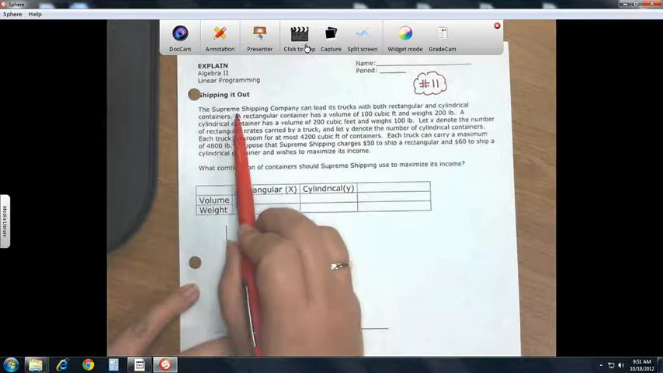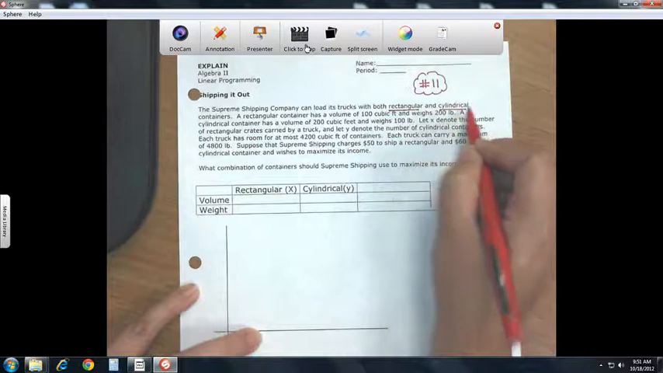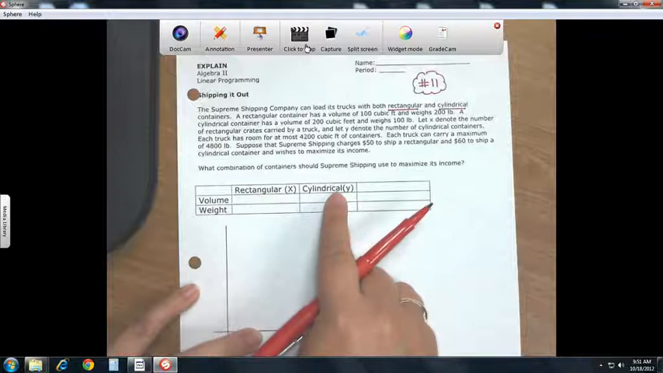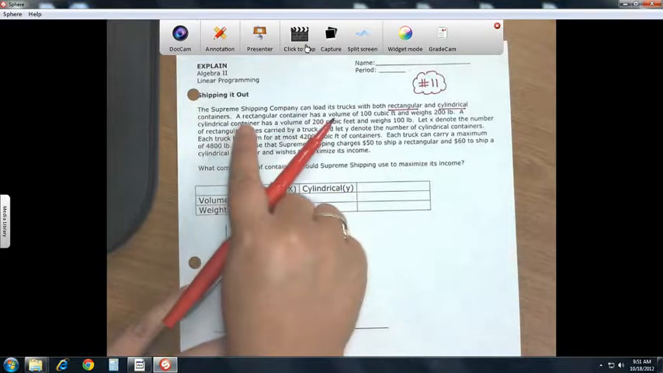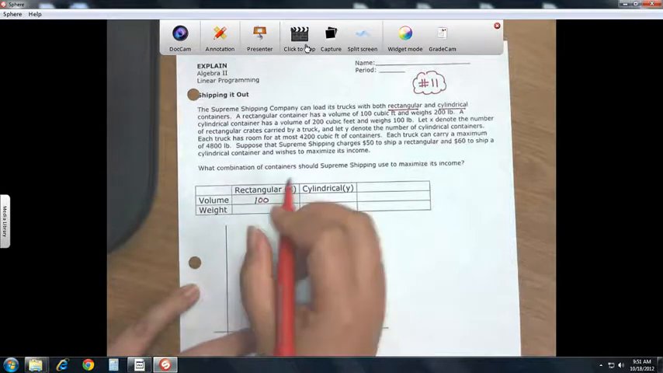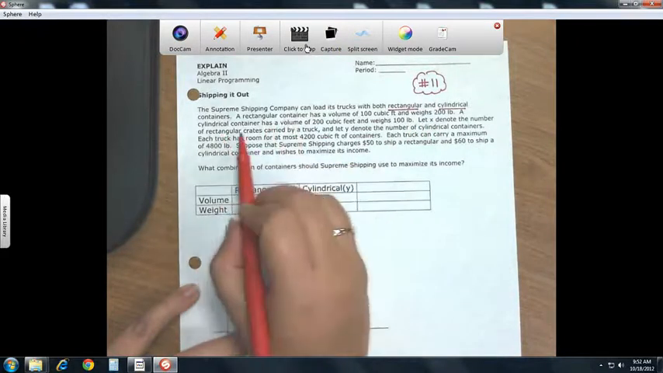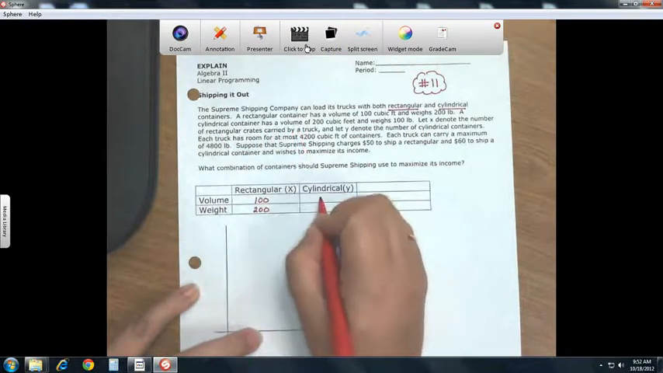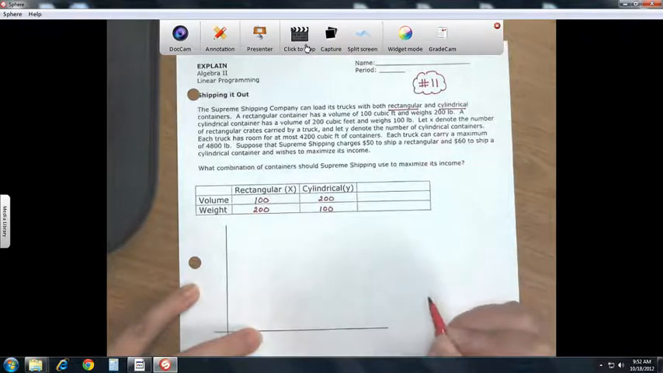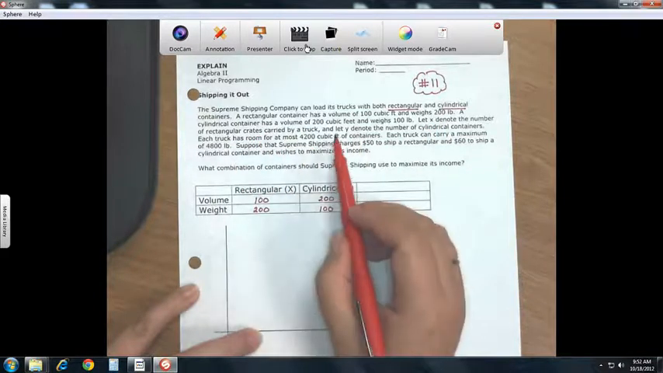Supreme Shipping Company can load its trucks with both rectangular and cylindrical containers. So at the top of my box, I've labeled them rectangular and cylindrical. It says a rectangular container has a volume of 100 and a weight of 200. A cylindrical container has a volume of 200 and a weight of 100. Let X denote the number of rectangular crates, which I've done, and Y denote the number of cylindrical containers.